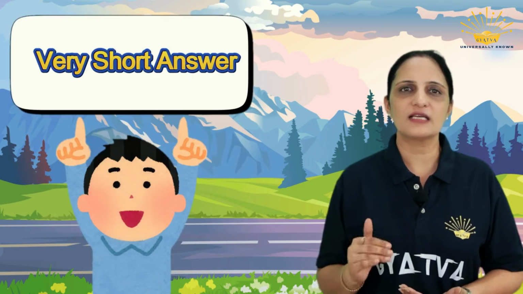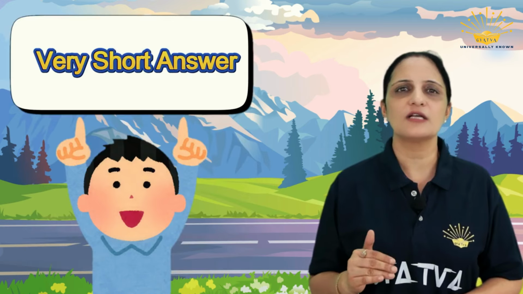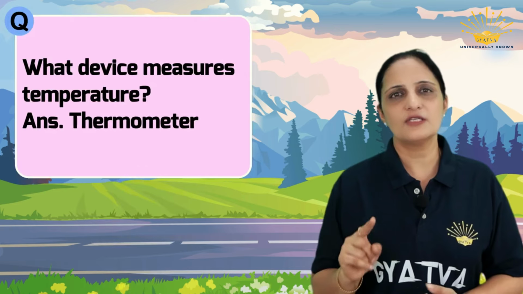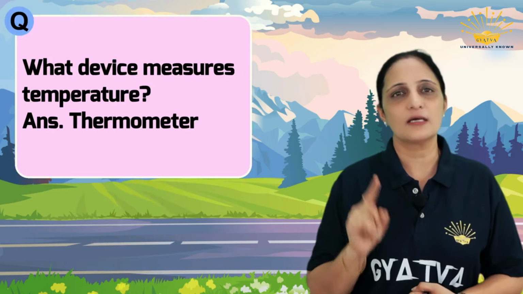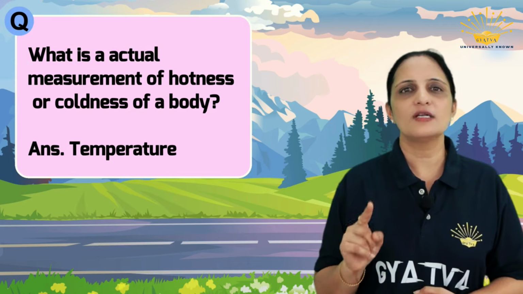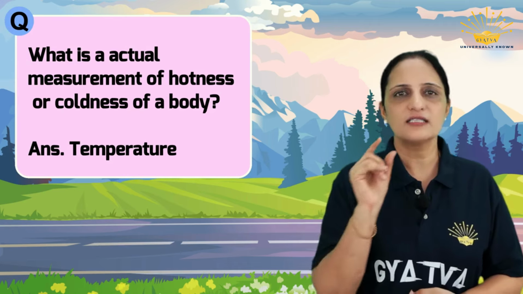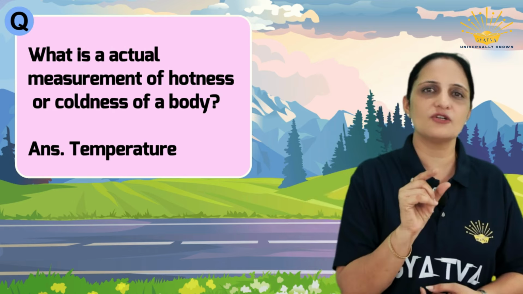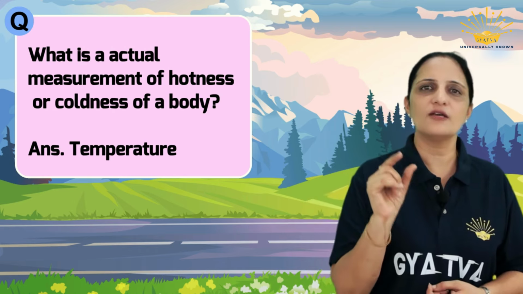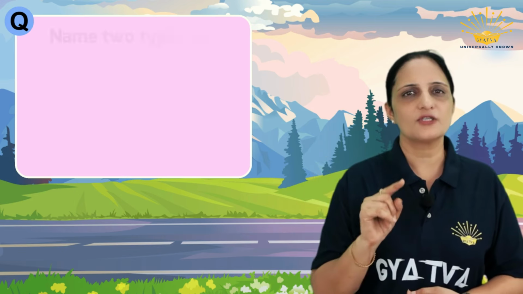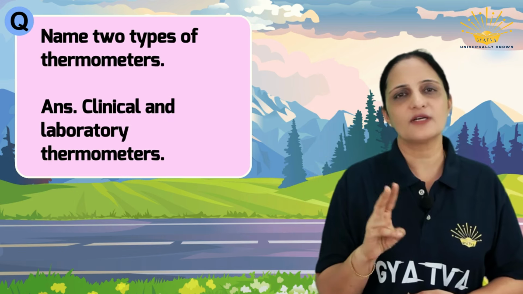Now we'll come to the next exercise, very short answer questions, which are either 1 mark or 2 marker questions. Question number 1. Which device measures temperature? It is thermometer. Question number 2. What is the actual measurement of hotness or coldness of a body? That is temperature. It is actually the definition of temperature, that is the degree of measurement of hotness or coldness of a body.